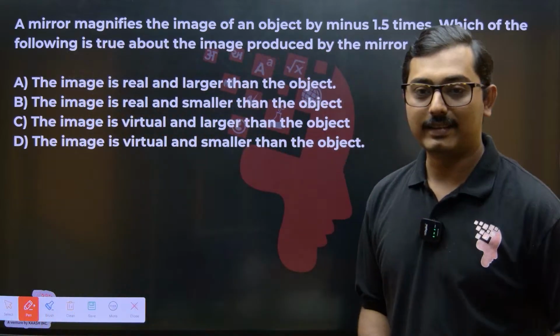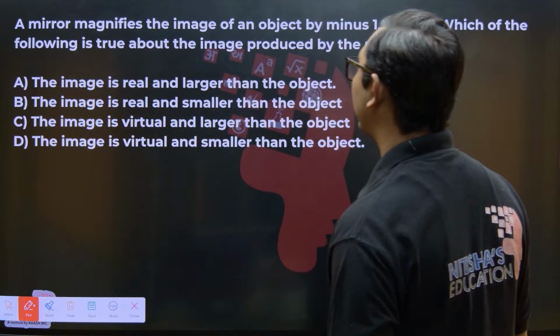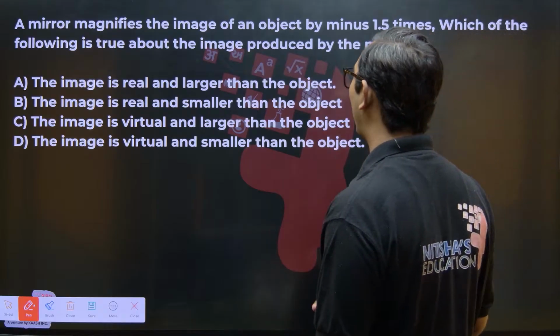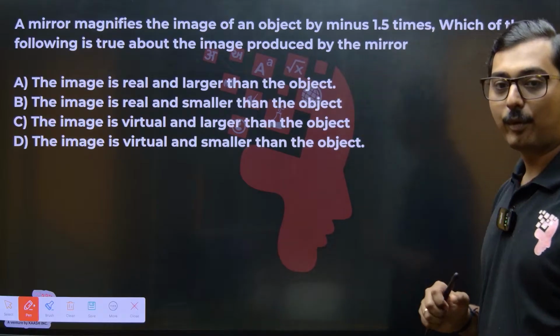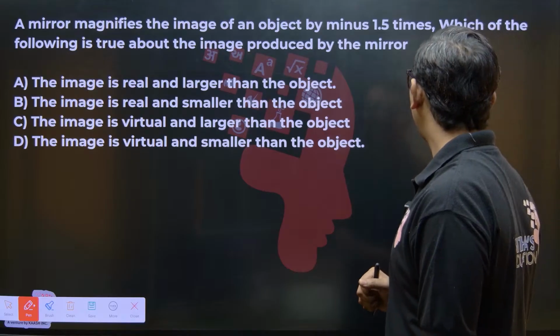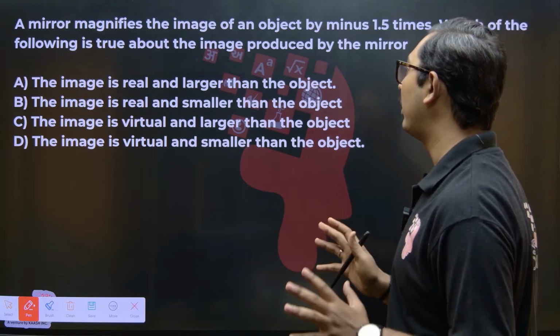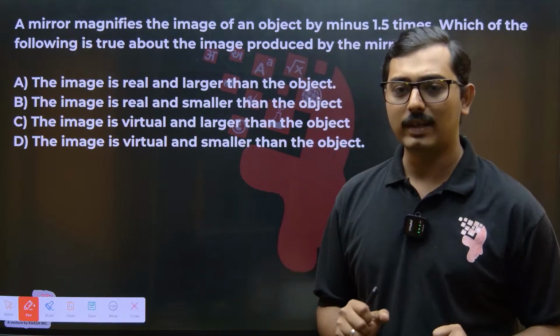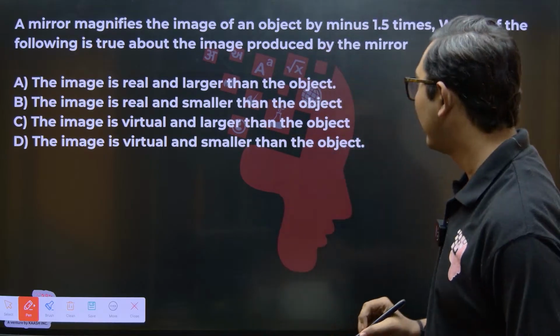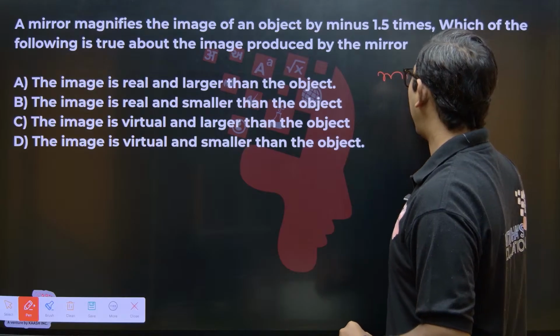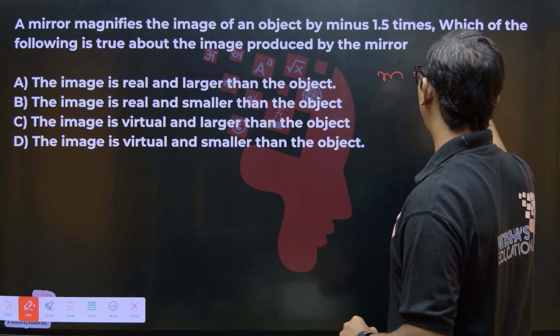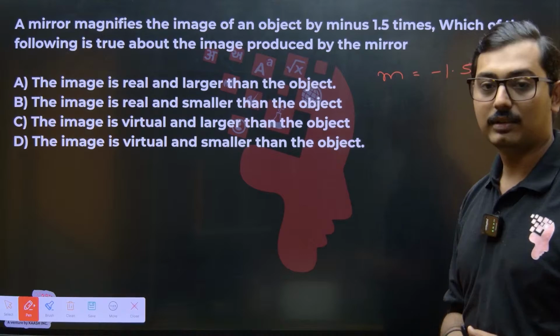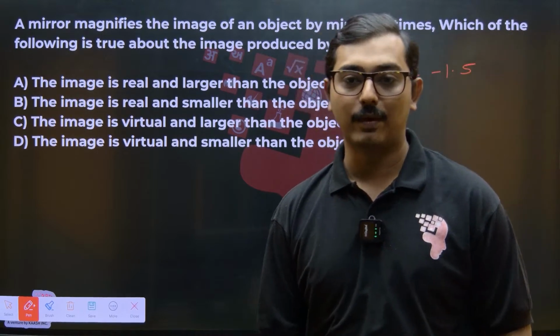The question says that a mirror magnifies the image of an object by minus 1.5 times. Which of the following is true about the image produced by the mirror? Now what information is given to us? Here it is told that our magnification is minus 1.5 times.